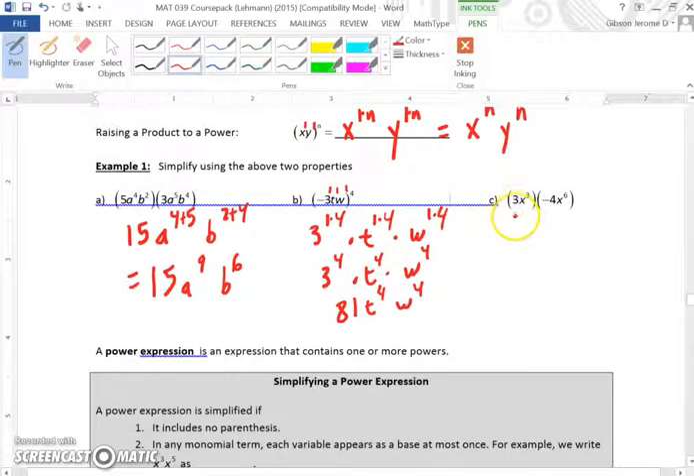Now we go here to C. We have 3x to the 3rd times a negative 4x to the 6th. So we would do 3 times negative 4, which would give us negative 12. X to the 3rd times x to the 6th: we have the base, we carry over the base, and add the exponents. So it would be negative 12 x to the 9th would be our final answer.